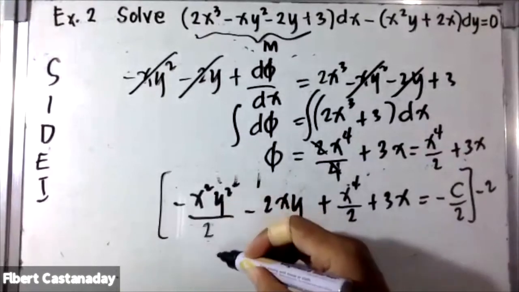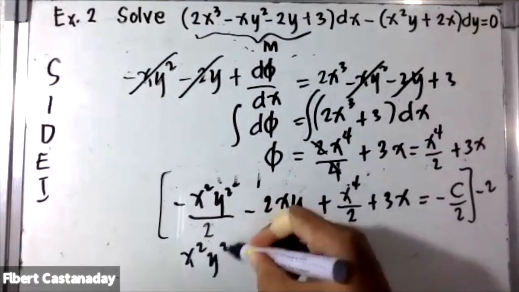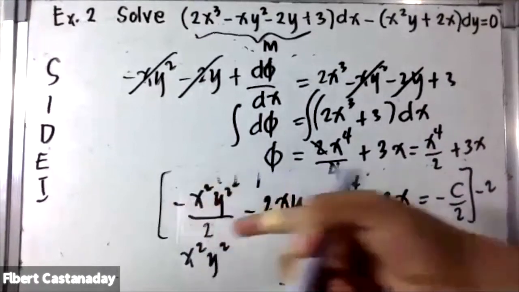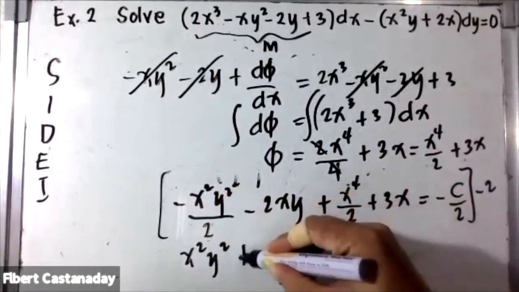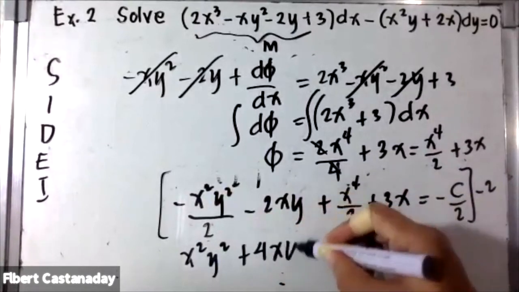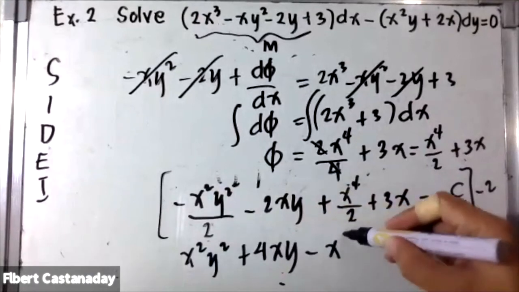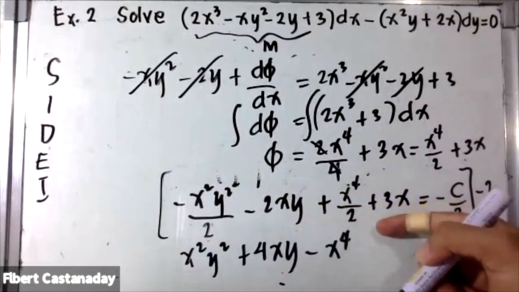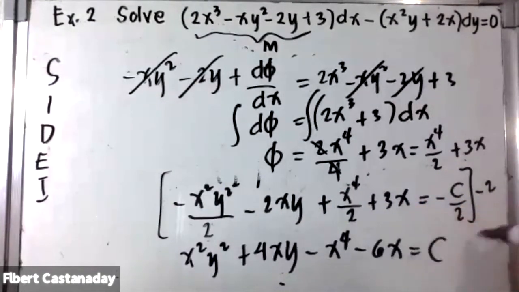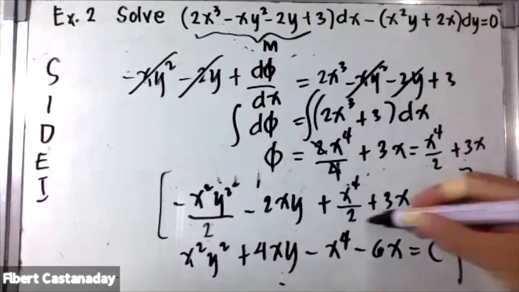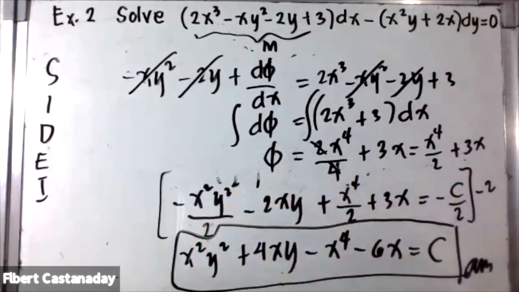So this becomes positive. So you have x squared y squared, so negative 2 will be canceled. Here we have positive 4xy. Here, this will become negative x raised to 4. And this becomes negative 6x equal to c. So this is our answer.